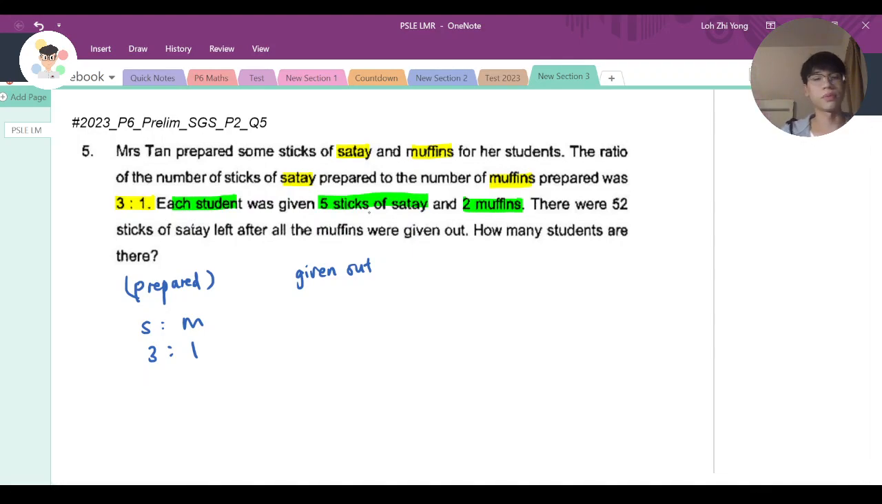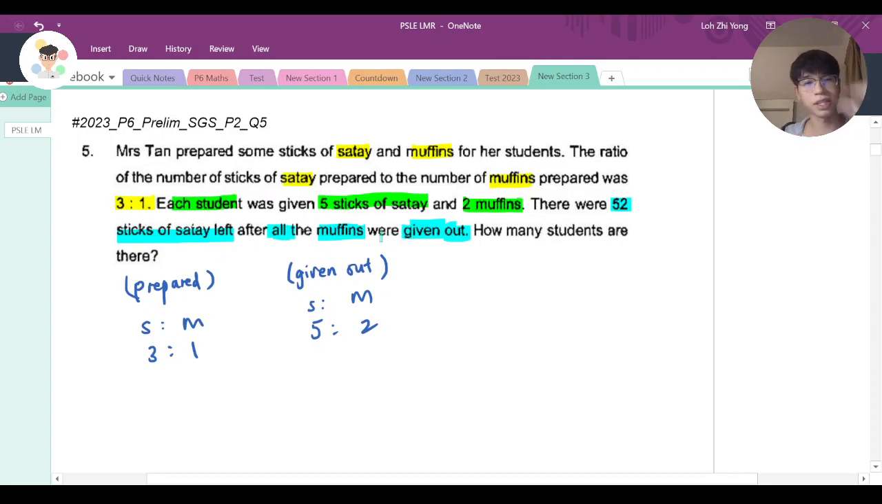So I don't know how many students, so each student gets 5 satay, 2 muffin. If I have 2 students, it will be 10, 4, means total given out, okay? So, but I know the ratio will be something like this. Satay and muffin, 5 to 2. Good. And the question continues to say this. There were 52 sticks of satay left. Left means have extra. After all the muffins were given out. Oh, means that all muffins were given out, but satay have 52 left. And now the question asks, how many students are there?